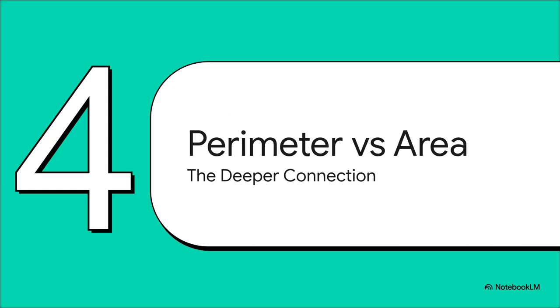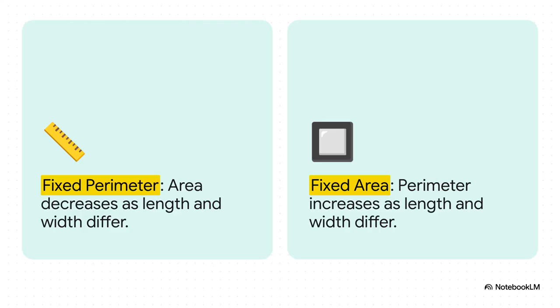Section 4. Perimeter versus area showdown. The deeper connection. Now we're building up to the final major concept of this explainer, putting perimeter and area head-to-head. So the crucial point is how these two metrics actually react to being stretched. If you have a fixed perimeter, like say a set length of fence, the area inside actually decreases as the difference between your length and width increases.